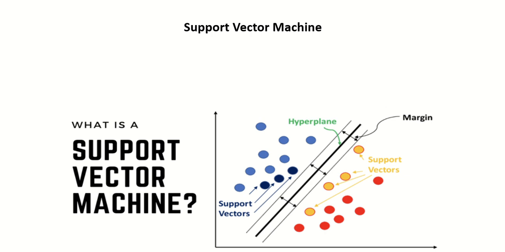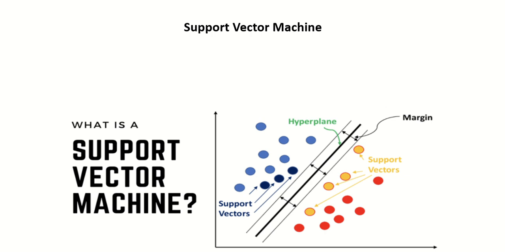So let's now understand the image. In the image, we can see two distinct sets of data points represented by blue and red circles. Each set belongs to a different class that we want to separate using a hyperplane. So what is a hyperplane? The green line in the middle is called the hyperplane. In the two-dimensional space, it is a line, but in the higher dimension, it becomes a plane or a hyperplane. This hyperplane is the decision boundary that separates the different classes.